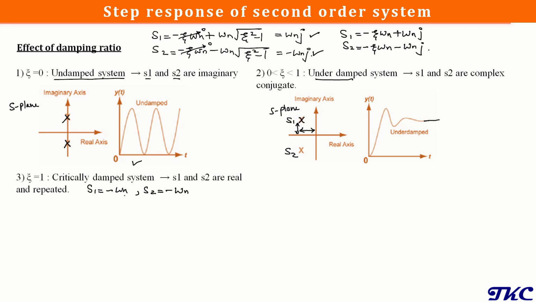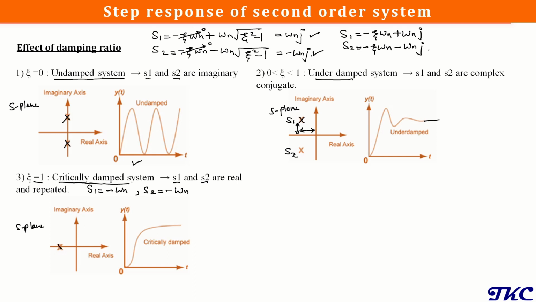So here we can see that both the roots are the same, as well as they are real, as they do not have any complex part. So whenever we have zeta equal to 1, that kind of a system is called a critically damped system. And for that system, we will have the poles or roots of the system as real and repeated. So again, these roots we can plot on the S plane in this way.